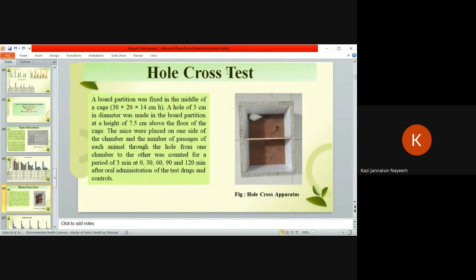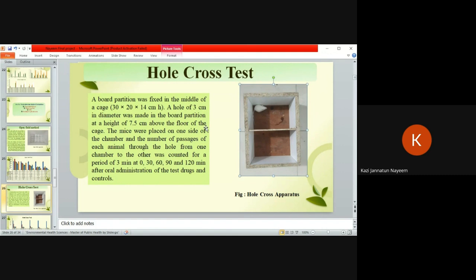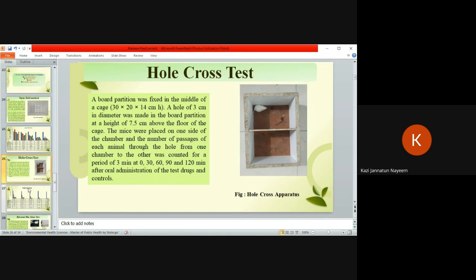Then we discuss the hole cross test. This is the hole cross apparatus. In this hole cross study, we observed the number of passes on this apparatus through the hole. Through this hole, the mice pass, and we estimate how many times each passes at 0 minutes, 30 minutes, 60 minutes, 90 minutes, and 120 minutes. How many times does the mouse pass through this hole in this apparatus? This is the hole cross test.